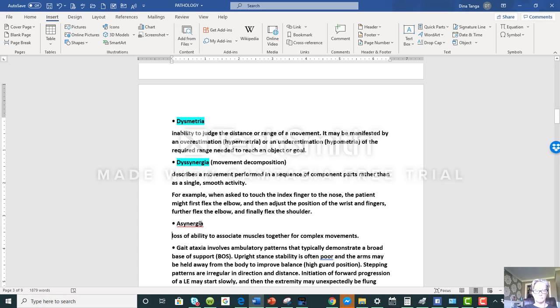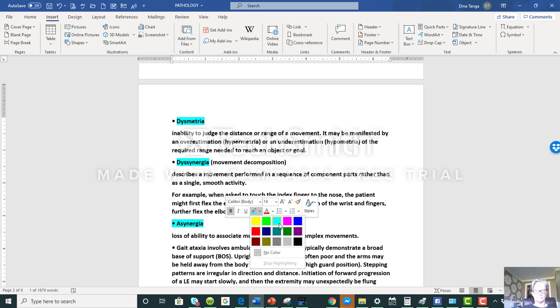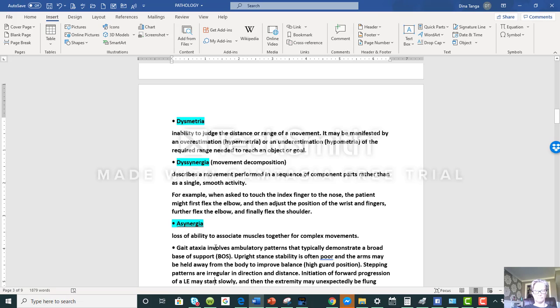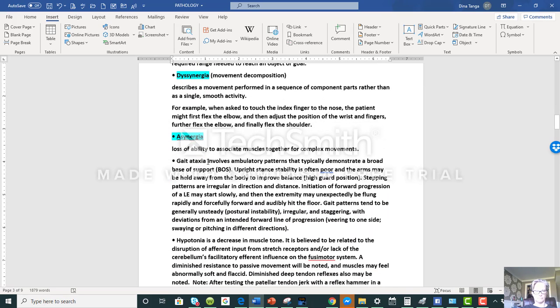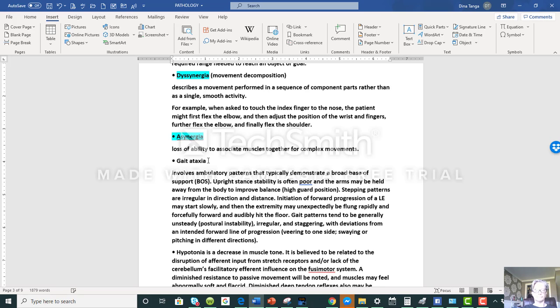Gait ataxia involves ambulatory patterns that typically demonstrate a broad base of support, BOS. Upright stance stability is often poor and the arms may be held away from the body to improve balance, high guard position. Stepping patterns are irregular in direction and distance.